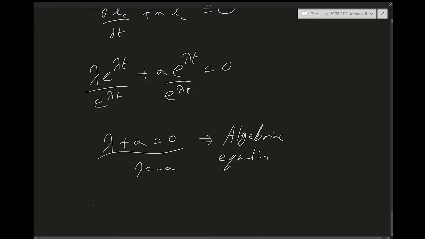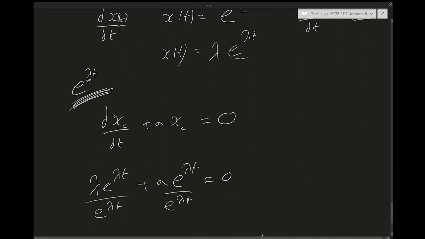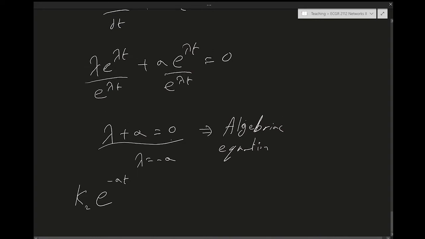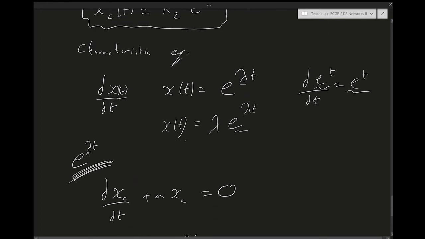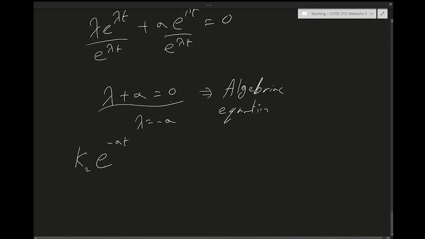So my general solution should be e^(-at), similar to what we got here. Of course, times a constant, because if this is a solution, a constant times the solution is also a solution. So I want to get the most general solution, so I just multiply it by a constant.